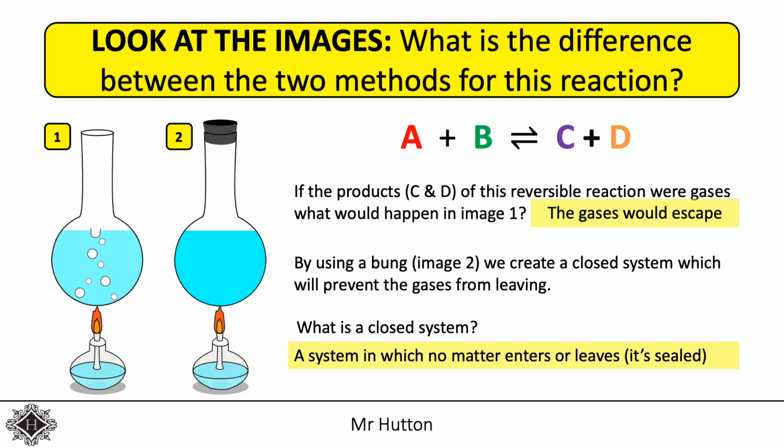Good, hopefully you've come up with a statement, a definition similar to what we've got here. So a closed system is a system in which no matter enters or leaves. It's sealed, right? And so by sealing in image 2, we've kept our products C and D in there, and so then they would be able to react again to make A and B. Okay, so that's what a sealed system is, or a closed system. That's the term the exam board will use. They will say a closed system.